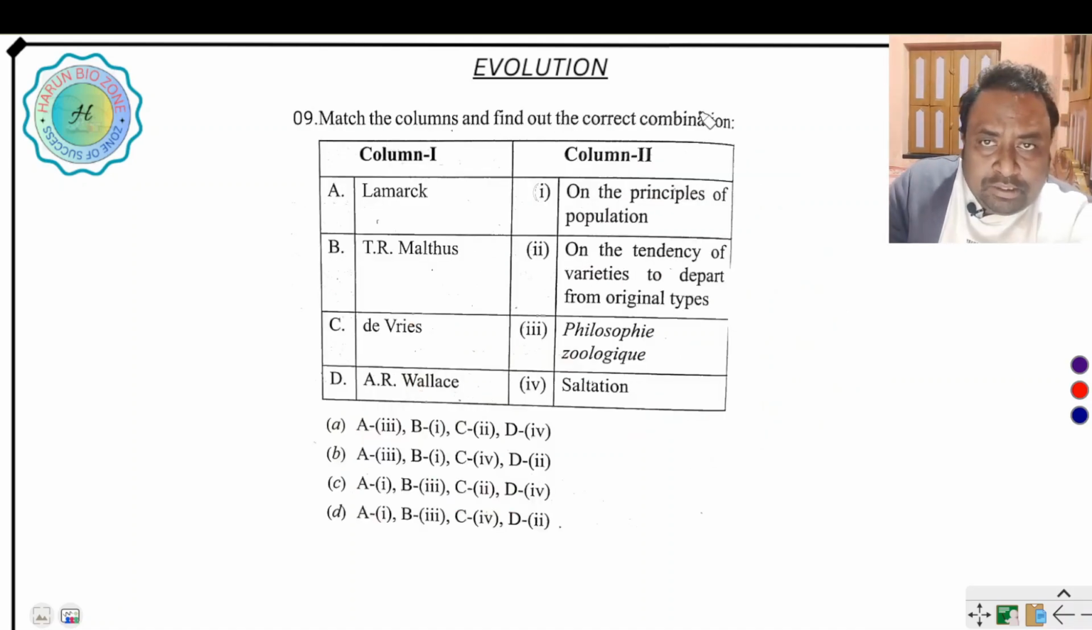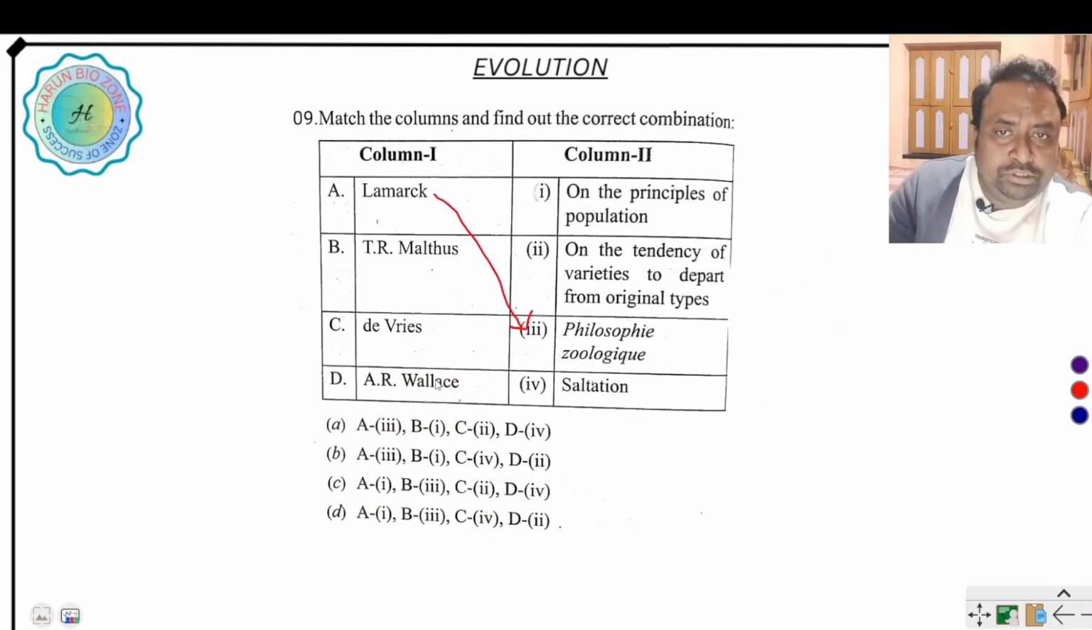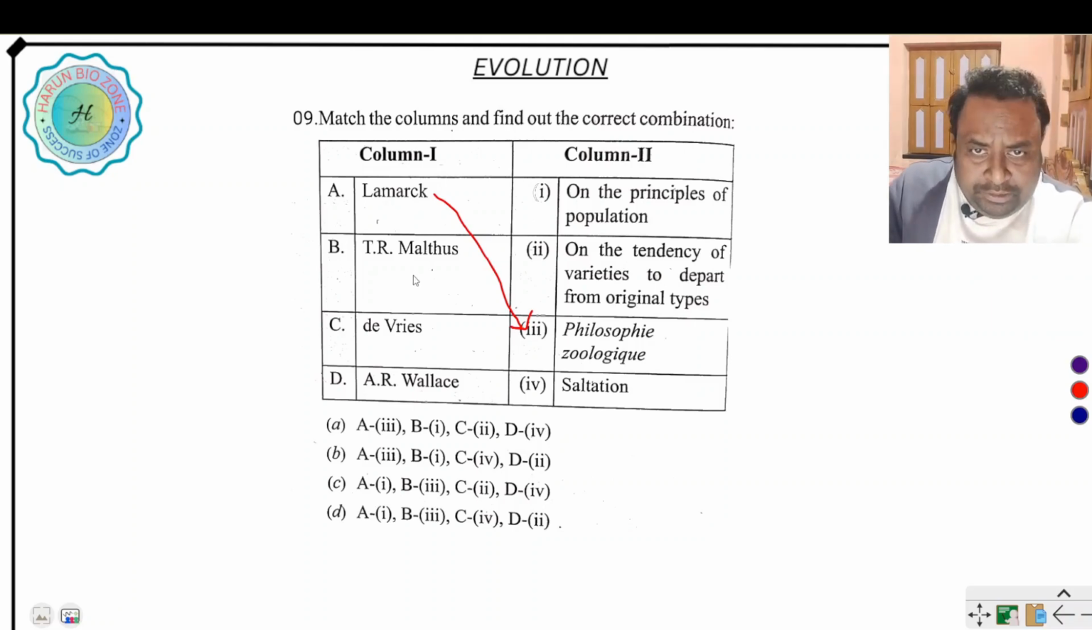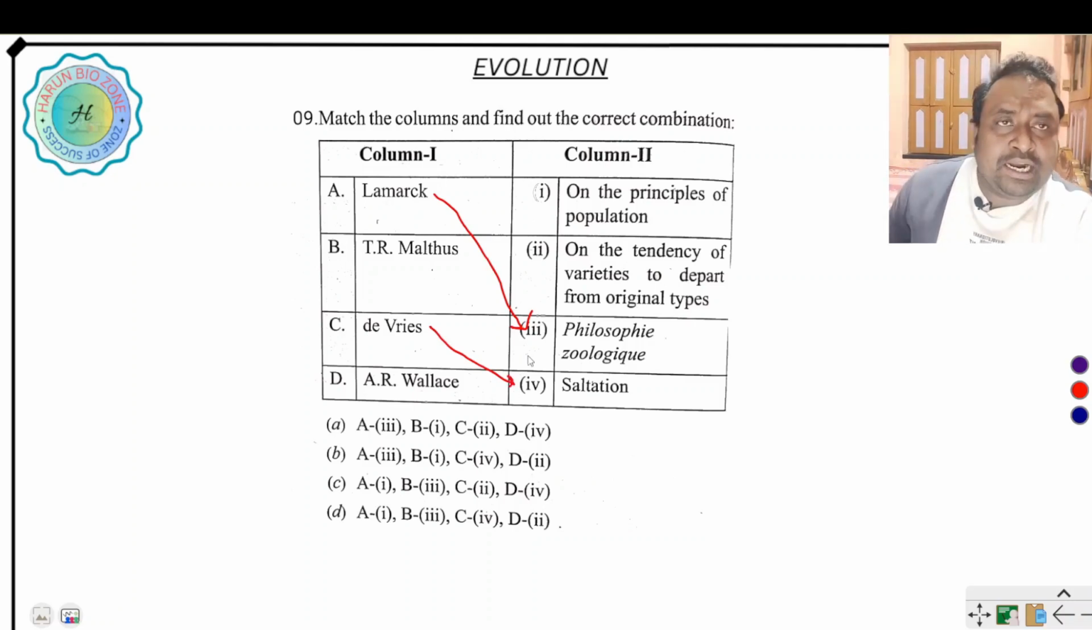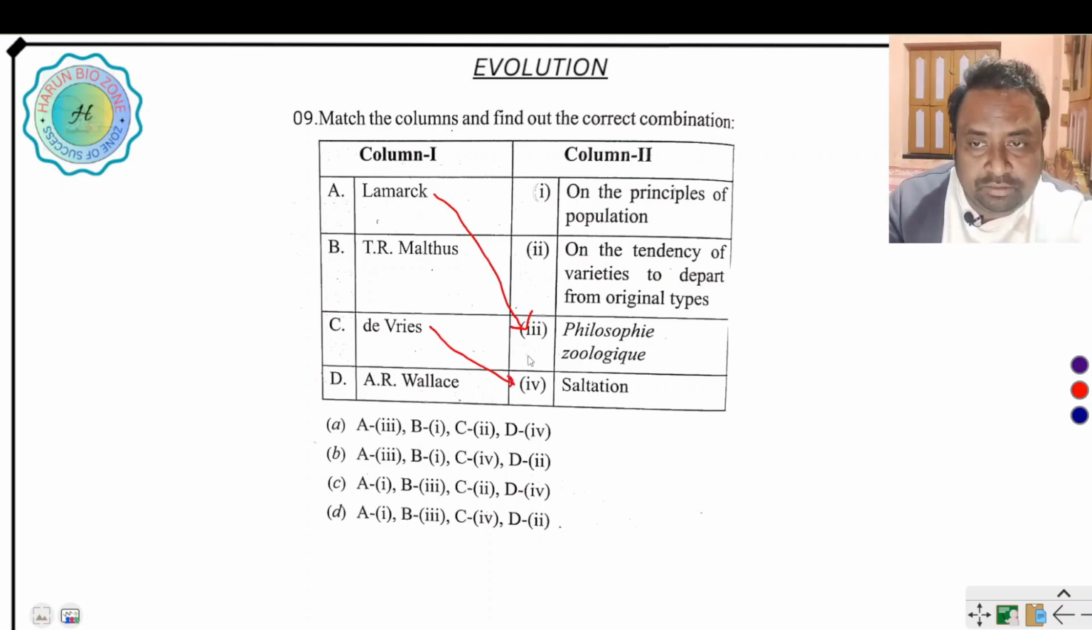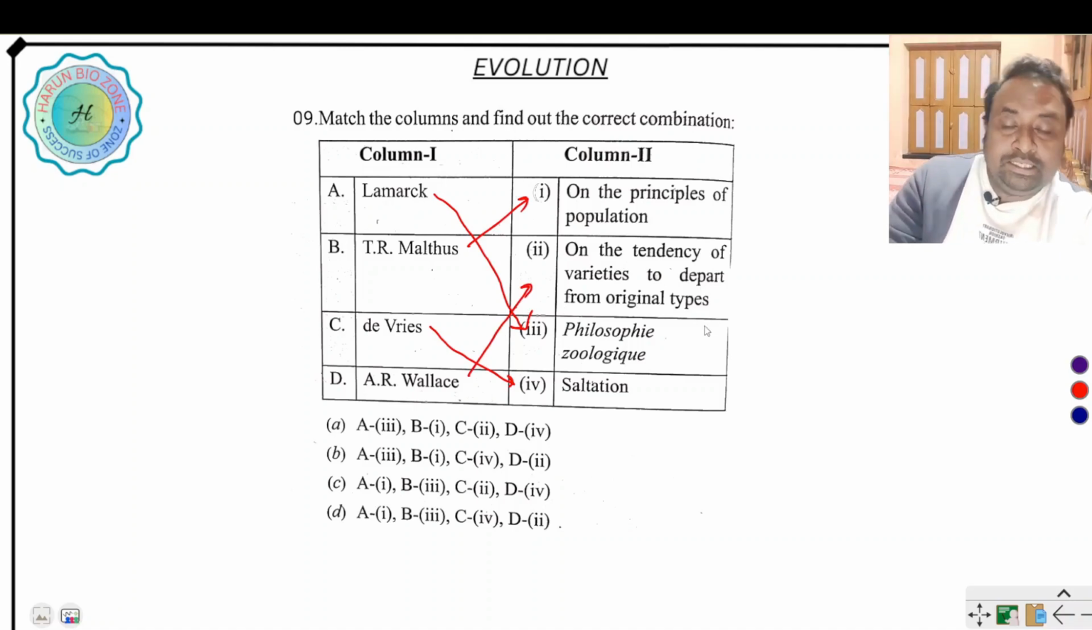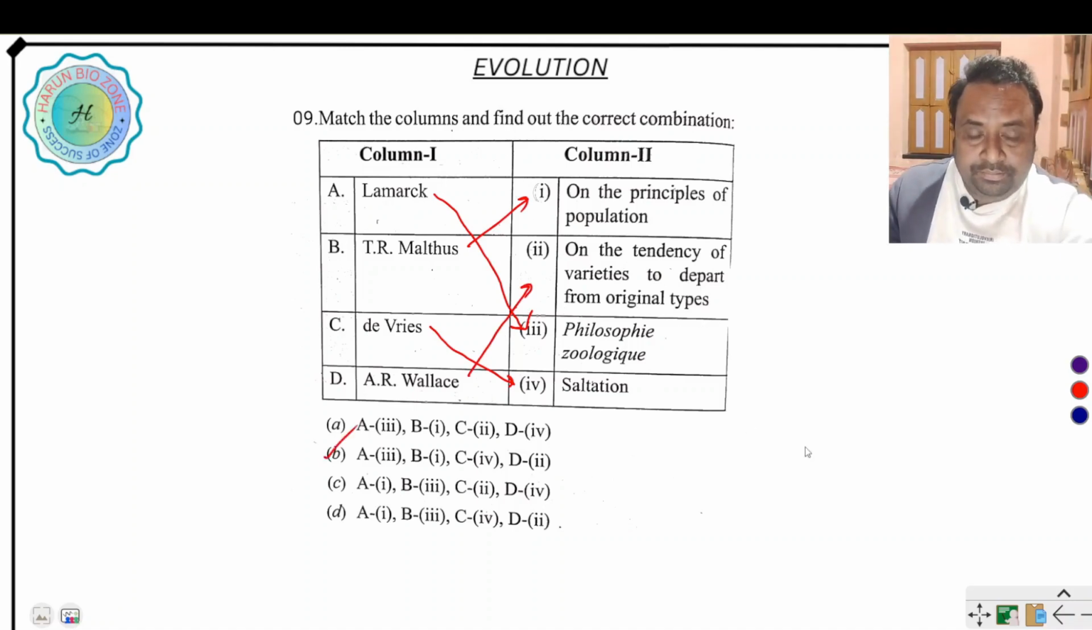Next question. Match the columns and find the correct option. Lamarck wrote Philosophie Zoologique. Hugo de Vries: theory of saltation. Saltation means sudden change, and mutation theory. T.R. Malthus: An Essay on the Principle of Population. And Alfred Wallace: On the Tendency of Varieties to Depart Indefinitely from the Original Type. So here B is the correct option.